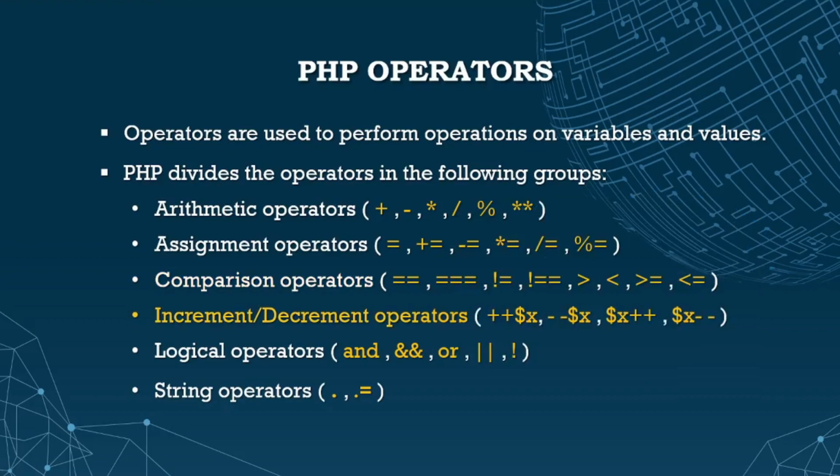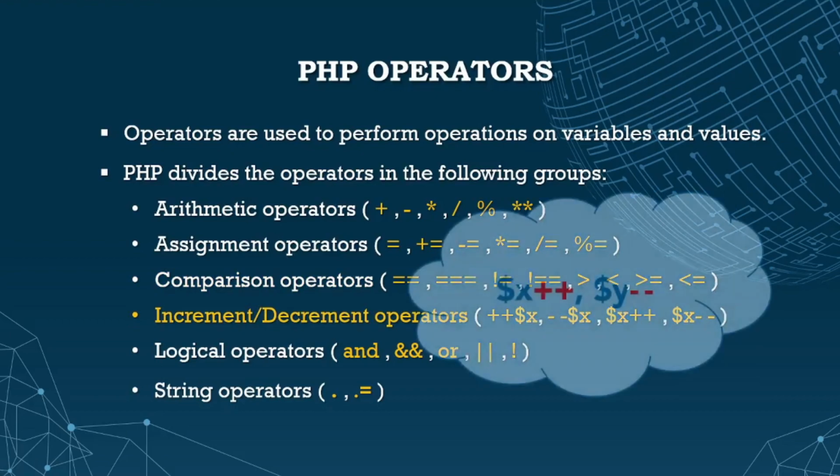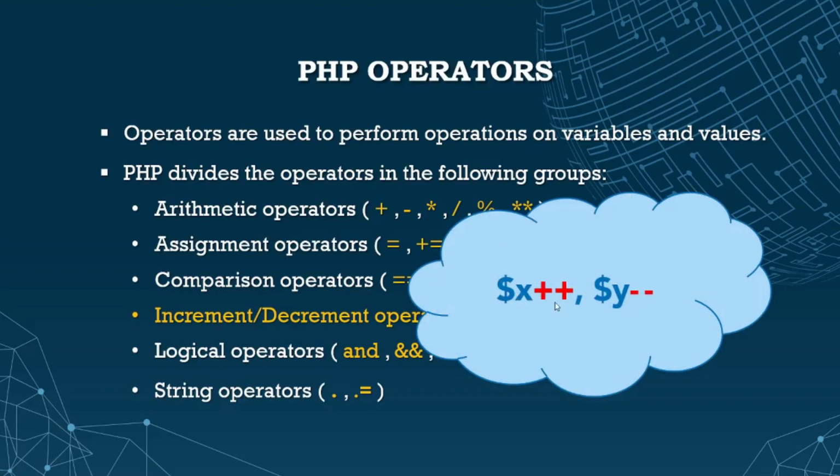Then we also have the increment and decrement operators. Yung plus plus and minus minus. So dito, basically if we do this, it will add 1 to the X. While this one, it will minus 1 or subtract 1 to the Y. Okay?